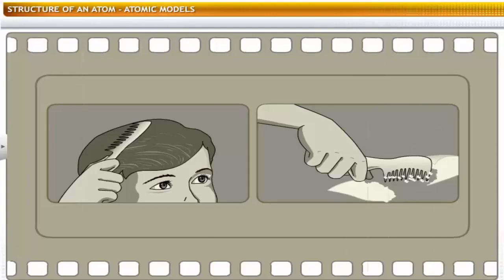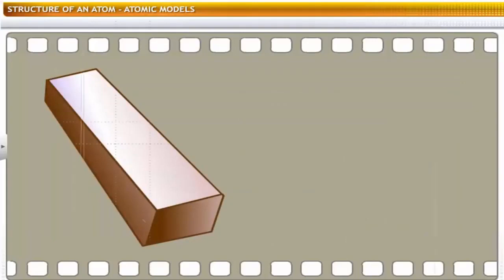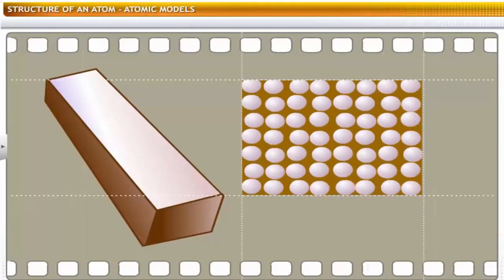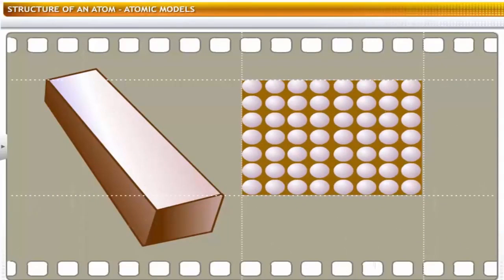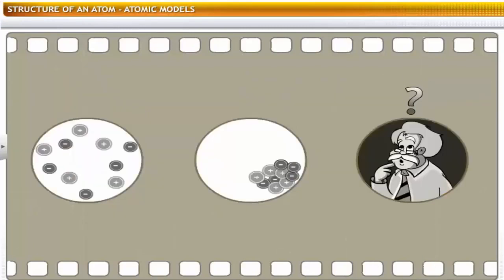This is how the comb gets charged when you run it through your hair, and then attracts the pieces of paper. You may wonder where the charge comes from in the first place. Well, matter is made of atoms, and all atoms consist of charged particles.